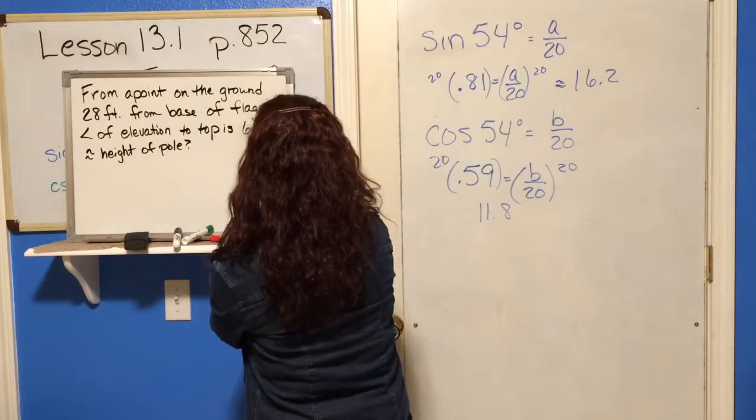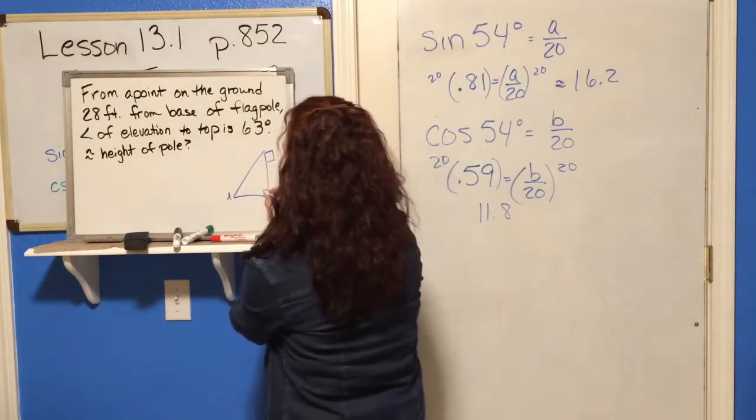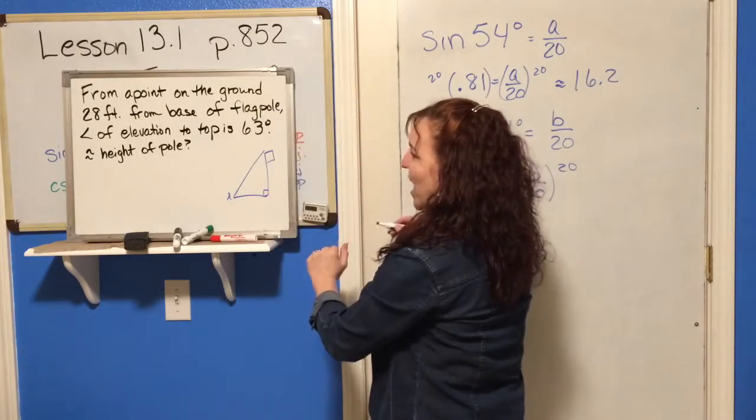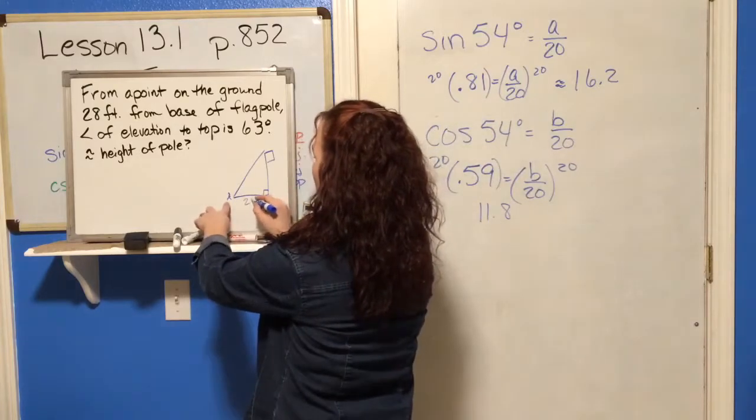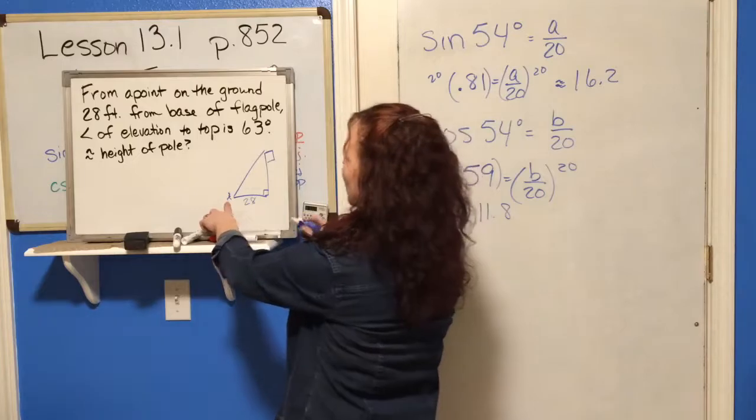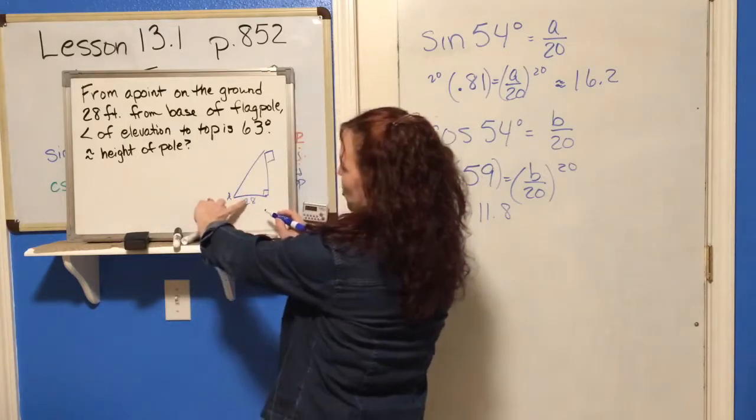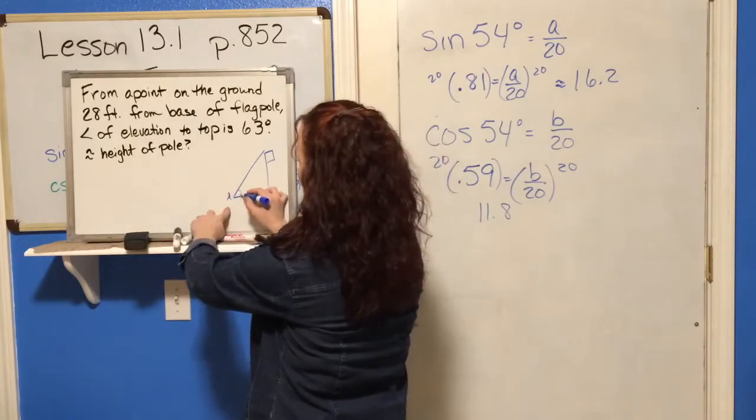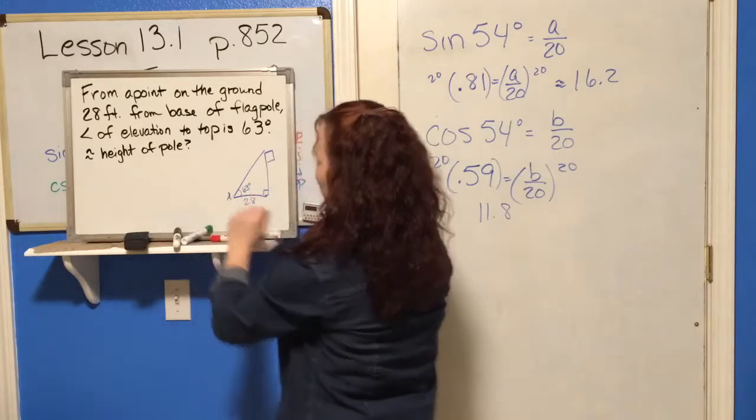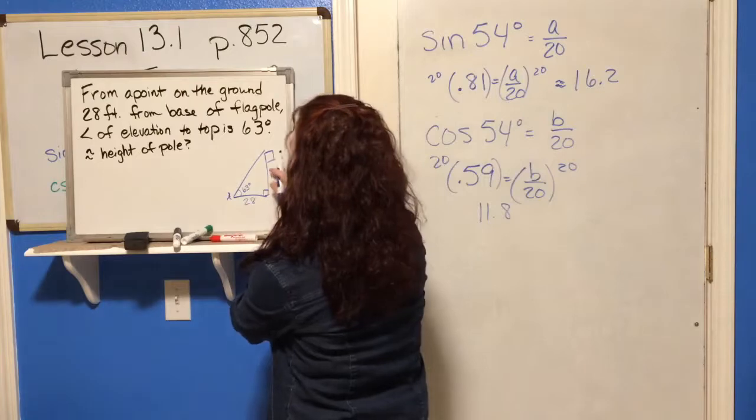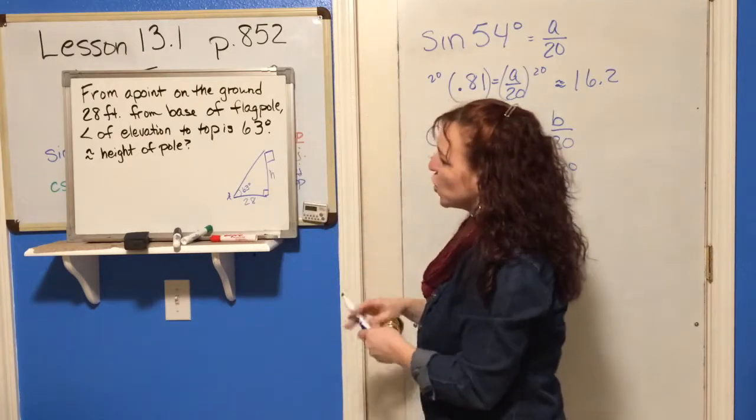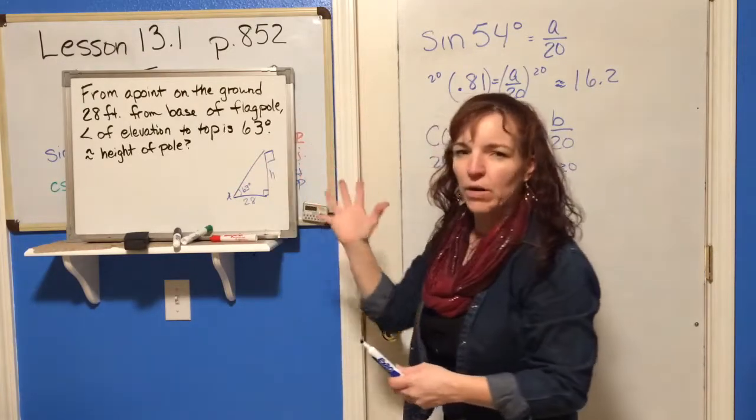Okay, so then what you've got is here's your right angle at the flagpole, and we said we are 28 feet away from the flagpole. And the angle of elevation is this angle where he's looking up. So this is 63 degrees. And what we want to know is the height of the flagpole, so this h. So the hypotenuse we don't care about.